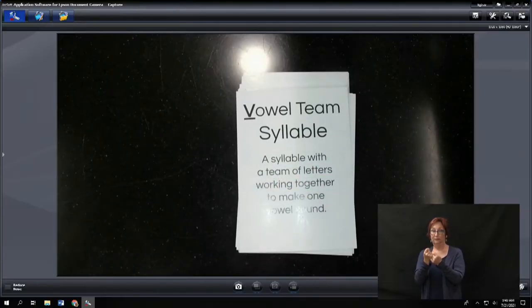It's kind of nerdy. So anyway, what I want to talk about next is vowel team syllables. And vowel teams are when, and I'm going to give you the little jingle, and you're going to have to write it down because we realized we didn't have it in the book. This is the little jingle that goes with the vowel team syllable. It is when you have a team of letters working together to make one vowel sound. Let's do it together. When you have a team of letters working together to make one vowel sound. We'll send that out too, right?